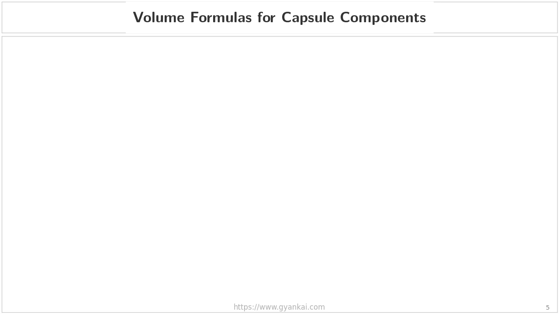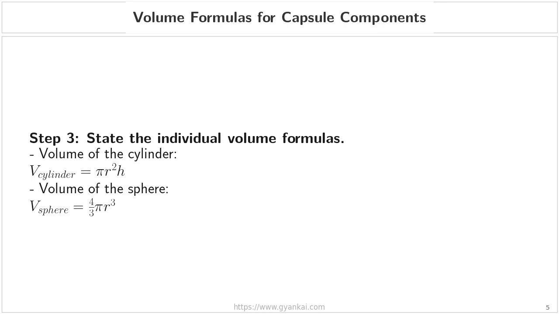Volume formulas for capsule components. Now that we have successfully decomposed our capsule into its basic geometric components, the cylinder and the sphere, we move on to step 3, which is to state the individual volume formulas for each part. First, let's look at the cylinder.